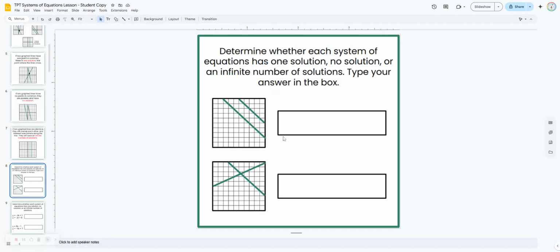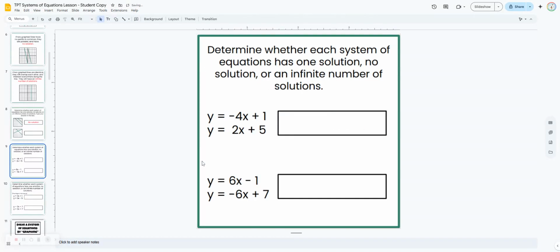So on the next 3 slides, students are just going to be typing in either one solution, no solution, or infinite solutions. So on the first one, the lines are parallel, so they're going to type in no solution. The next one, they can see there's one solution. And on the next 2 slides, they're not going to see the graph, they're just going to see the equation. So here we can see that these are 2 different lines, so there will be one solution where they cross. Same thing here.